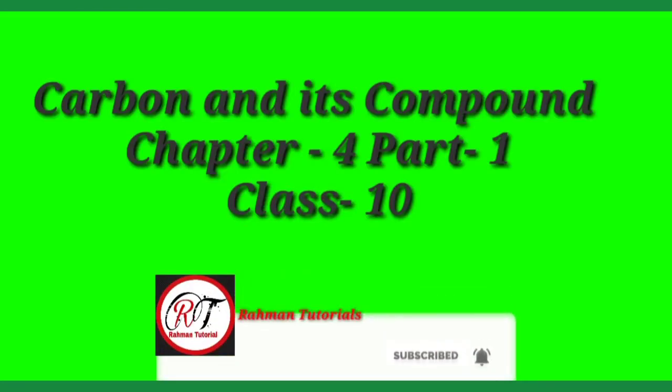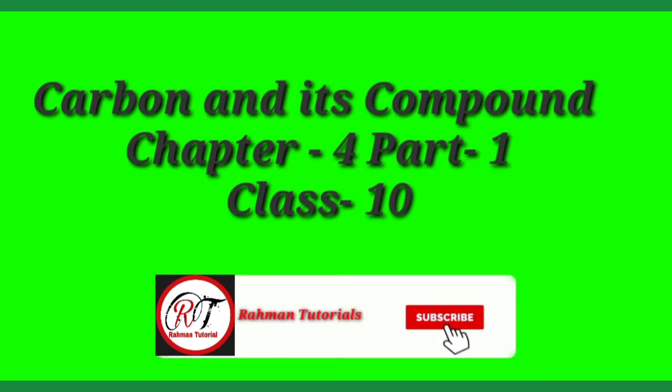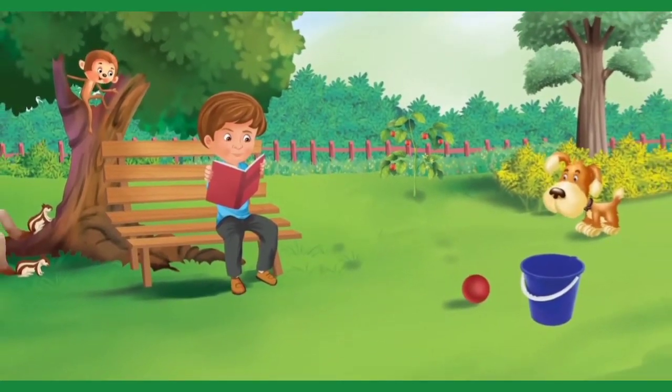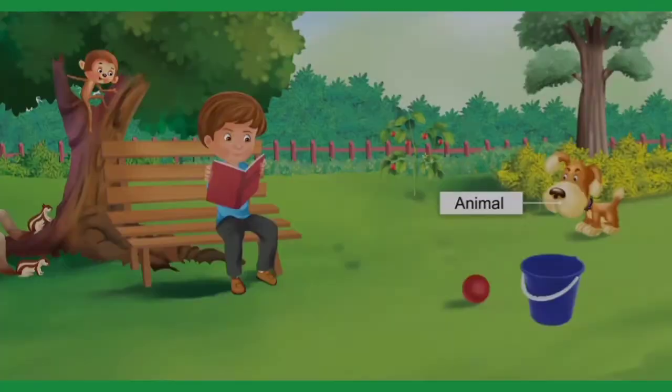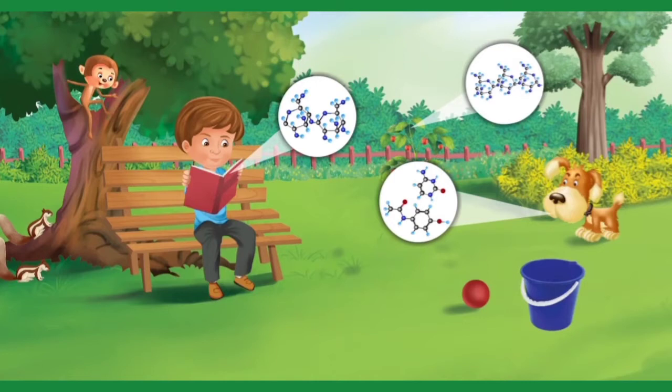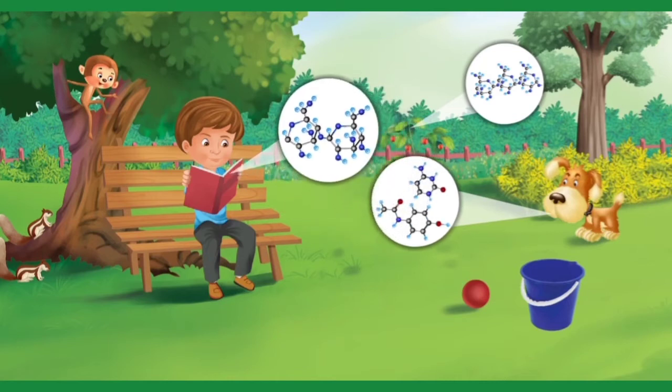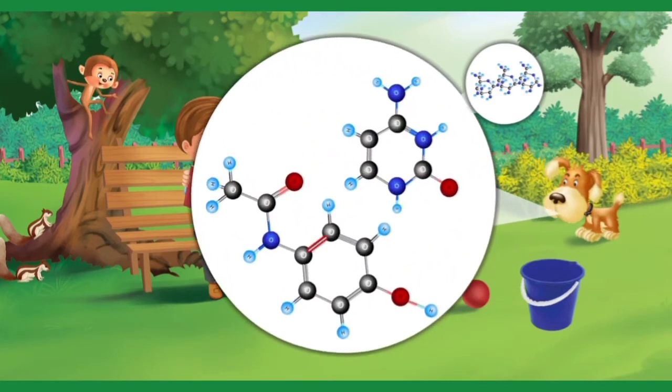In this video we are going to learn about carbon and its compounds. Chapter 4, class 10. Carbon is present in large numbers of substances around us like paper, food we eat, and most importantly all the living beings. But an important point to be noted is carbon in all things is present in the form of certain compounds. These compounds are formed as a result of bonding between carbon and other atoms.